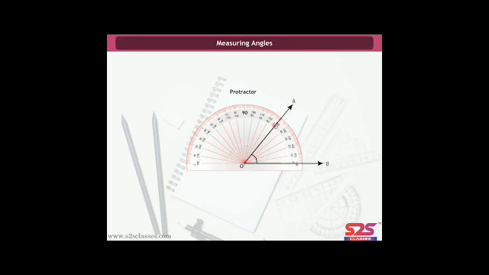Now let us measure this angle AOB. Place the protractor horizontally over the line OB in such a way that O and M coincide with each other. Clearly, we can see that the side OA falls on the mark of 50 degrees. So, the angle AOB measures 50 degrees.